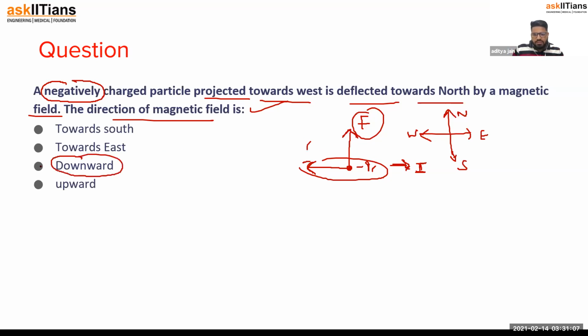Answer will be downward. Clear, how to use Fleming's left-hand rule to arrive at the answer of direction of magnetic field? The examiner can ask any of the three things. Either he will ask direction of magnetic force, or he will ask direction of current, or he will ask the direction of magnetic field. But two things will be given in the question and the third one will be asked. So you can easily decide the value with the help of Fleming's left-hand rule.